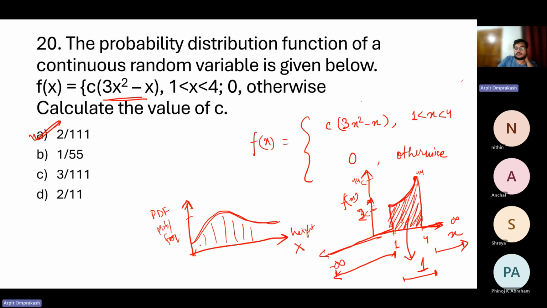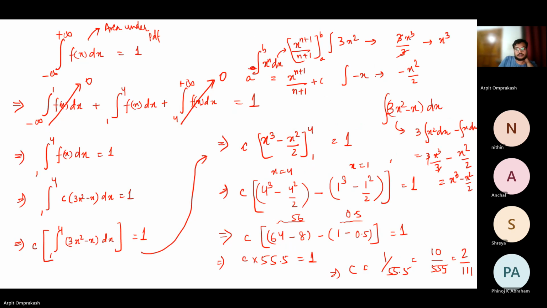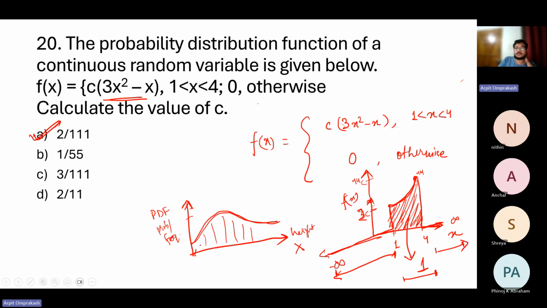So that's what I was saying, that in this 3x square minus x, the c is taken outside. We are integrating this. When you integrate x square, you get x cubed by 3, so this cancels out, and this x integrates to x squared by 2. And that 3x square comes from the question. We are given this form of the equation within these bounds, right? Is that clear? Oh, yes, sir.